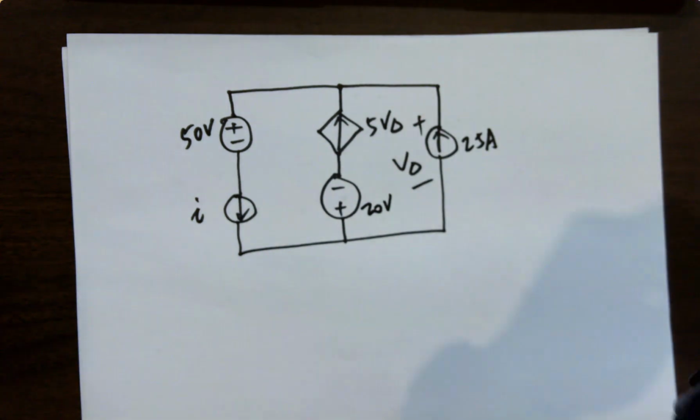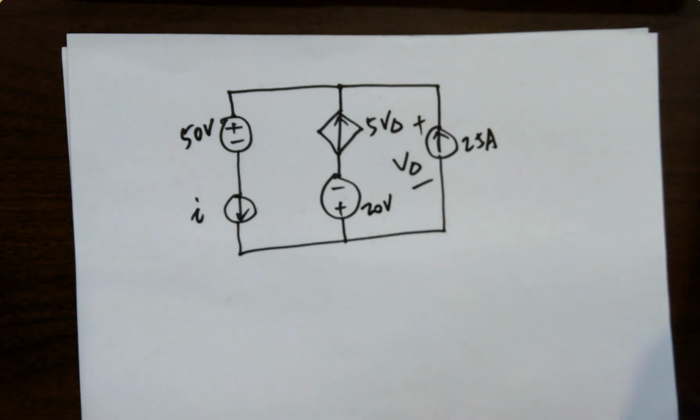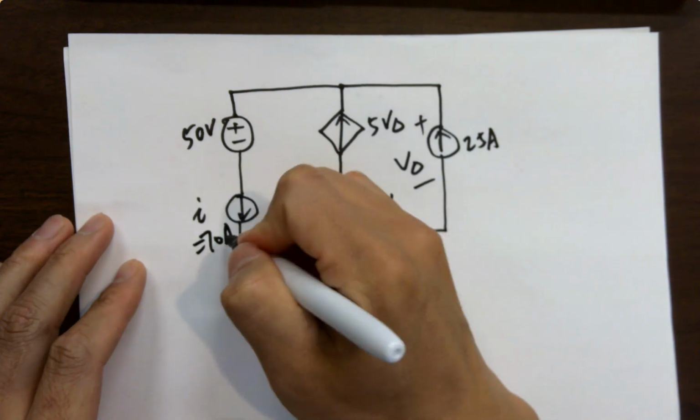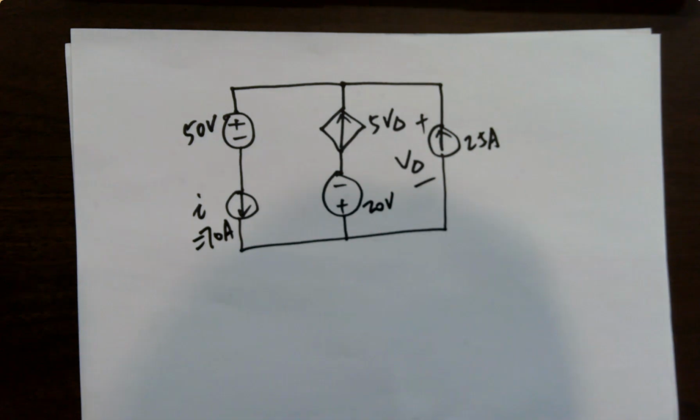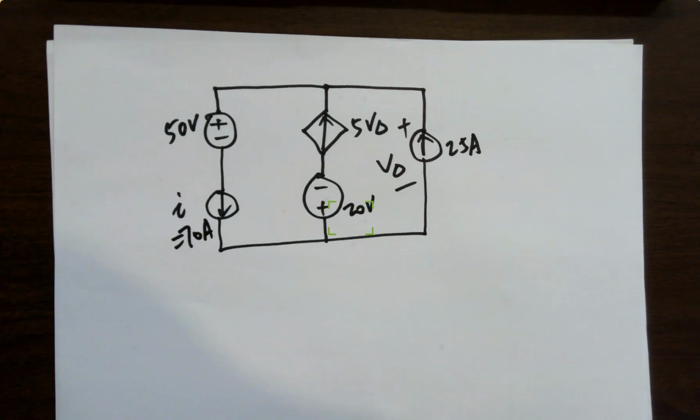So you may have a different value. I saw someone having 90 amps, 65 amps. I'm having 70 amps for this current source. So the system is giving you some random numbers for some of the values.